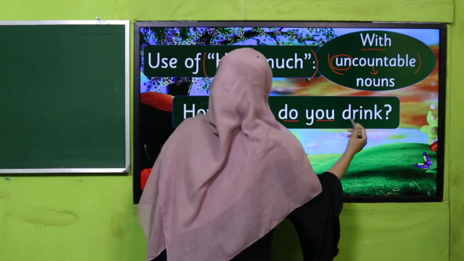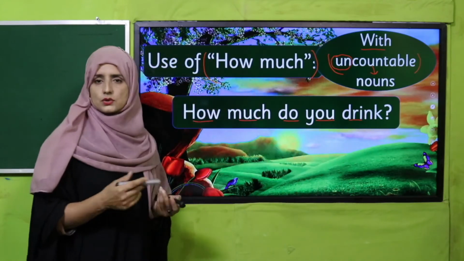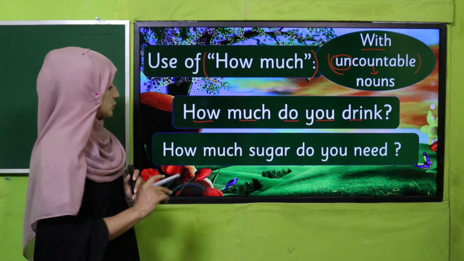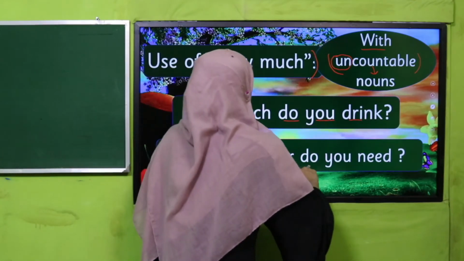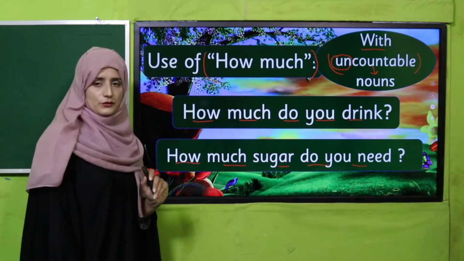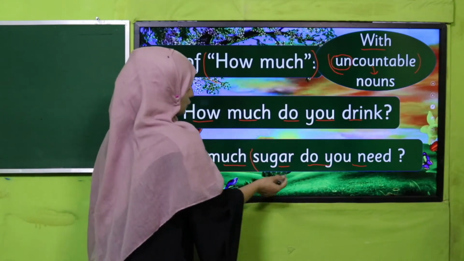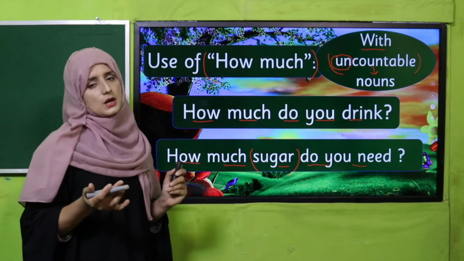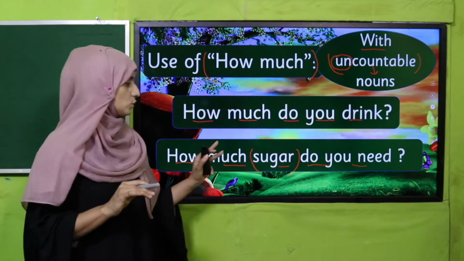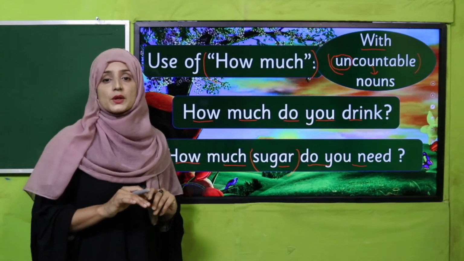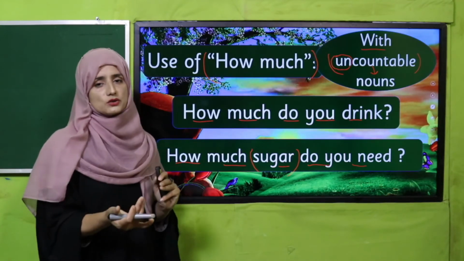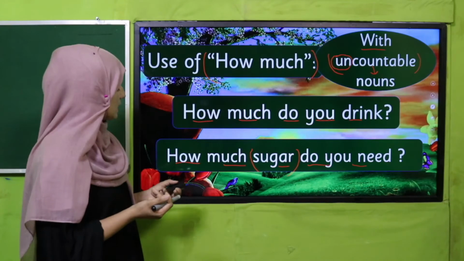How much do you drink? Okay, so drinks are also uncountable. See there, next question. How much sugar do you need? Have you got it? Sugar is always an uncountable noun, and we never count that, we cannot count sugar. So we have used much there. Have you got that now? We use all these question words every day in our life.